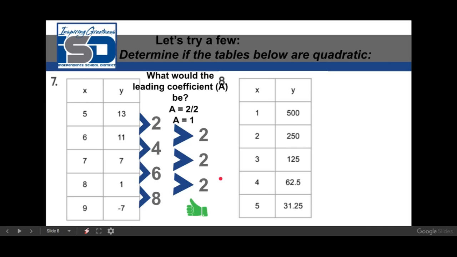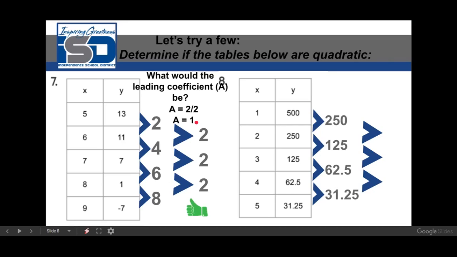Should have got a equals 1, because if I take the repeating number, which is 2, and divide it by 2, we get 1. So that means that my x squared term will be 1x squared, because it is not being multiplied by any other number besides 1. First difference for number 8 should have been 250, 125, 62 and a half, and 31 and a quarter. The second gap, or second difference, is 125, 62 and a half, and 31 and a quarter. Our second differences don't match, meaning it is not a quadratic function.